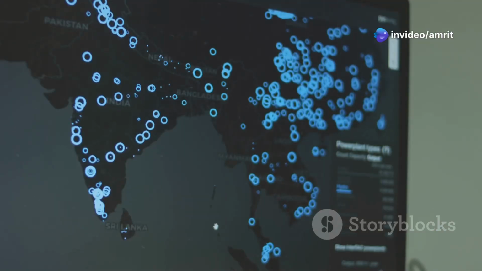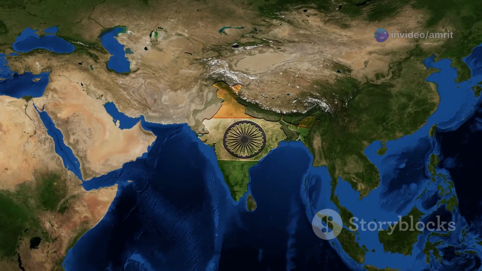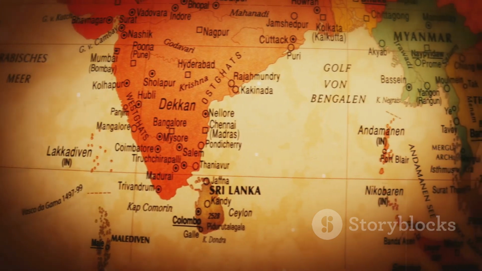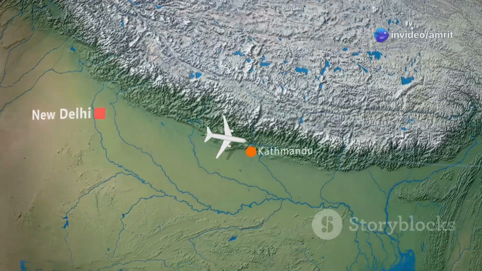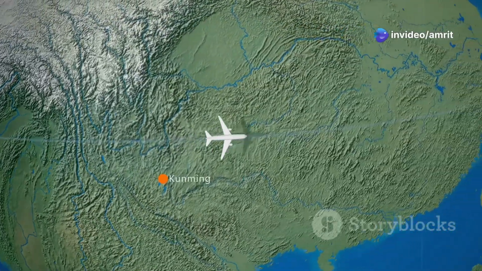The partition plan included the division of princely states. These states were given the option to join either India or Pakistan. The decision was based on factors like geographic location and religious demographics. Kashmir, a Muslim-majority region ruled by a Hindu Maharaja, became a point of contention. The Maharaja delayed his decision, hoping to maintain independence.